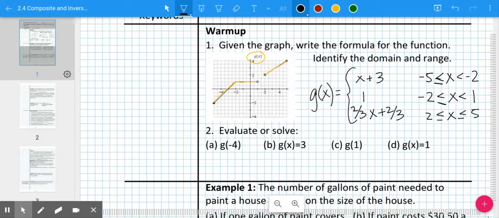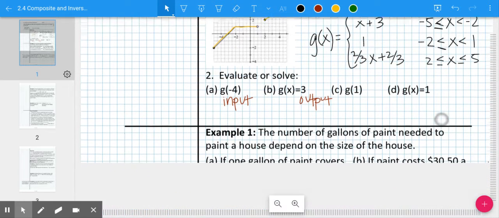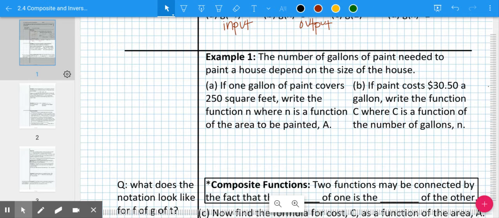What I would like you guys to do is put in the answers to question 2 and make sure to really pay attention to when you have an input, like on A, -4 is an input, and when you are given an output, like on 2B, that 3 is an output. Be careful, use the graph and the equation to help you determine the answers to A, B, C, and D, and then move on.